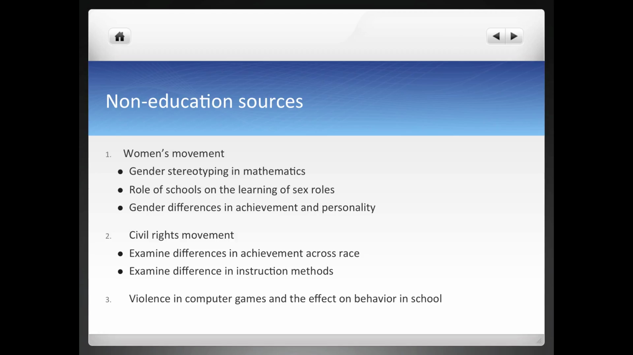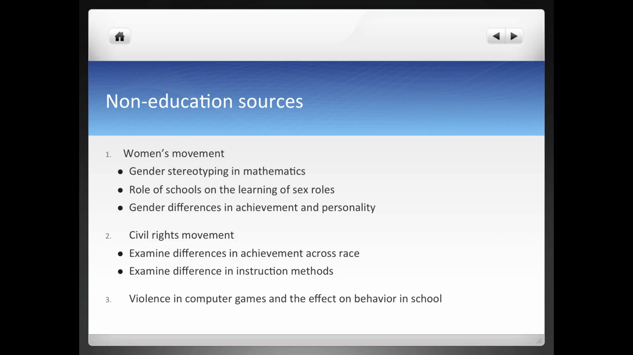Gender stereotyping in mathematics is one that I think is interesting, especially having 2 daughters. The role of schools in the learning of sex roles and gender differences in achievement scores and personality issues, or personality measurements, I should say.